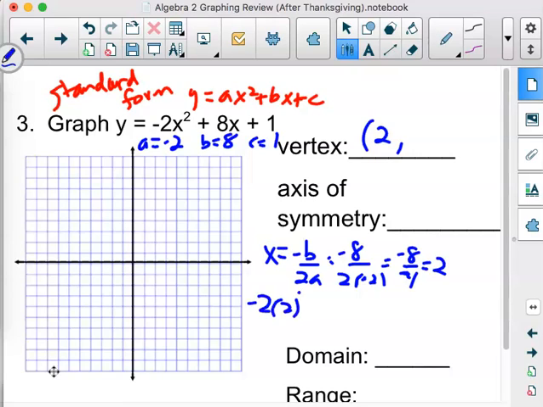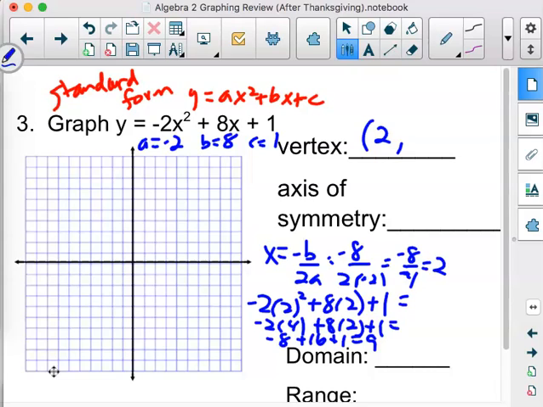Negative 2 times 2 squared plus 8 times 2 plus 1. So we have to follow the order of operations and do the power first. So that'll give us negative 2 times 4 plus 8 times 2 plus 1. And then we can just multiply and divide left to right. So negative 8 plus 16 plus 1. And then add and subtract from left to right. Negative 8 plus 16 is 8, and 8 plus 1 is 9. We found it.